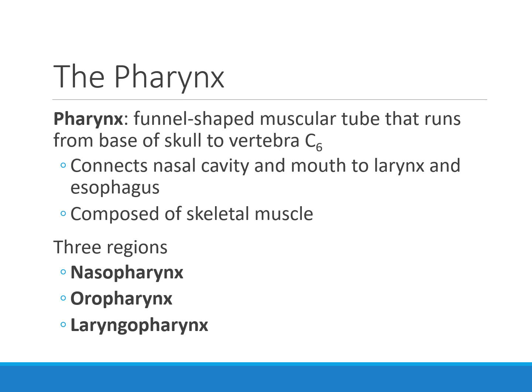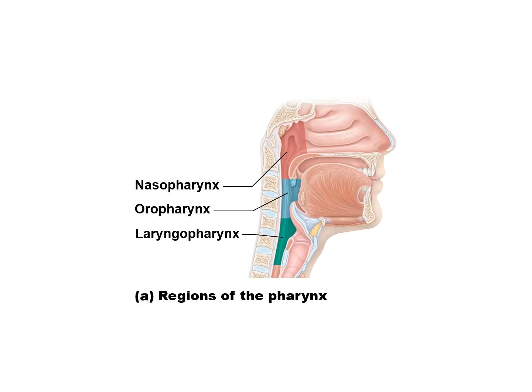Moving along down the tube is the pharynx. This is a funnel-shaped muscular tube that runs from the base of the skull down to about C6. It connects the nasal cavity and the mouth to the larynx, which is your voice box, and the esophagus, and it is made of skeletal muscle. There are three regions of the pharynx that are named according to where they are: the nasopharynx, oropharynx, and laryngopharynx. And this picture does a nice job of showing you those three regions in different colors.